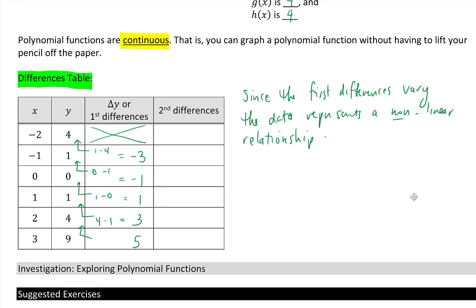So what we can do now is take a look at the second differences, since we're talking about polynomials. And we get -1 minus -3. If we subtract those two, we end up with the number 2. If we do 1 minus -1, that also gives me 2. 3 minus 1 is 2, and 5 minus 3 is 2. We see that the second differences are all the same, and this actually tells us that we have a quadratic relationship.